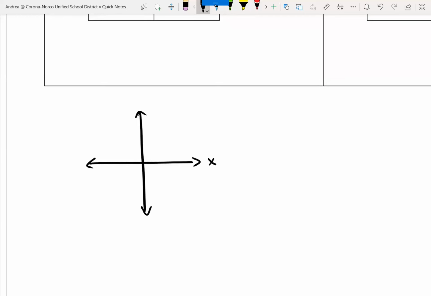Okay, so this is my x-axis, my y-axis. Okay, we can draw a parabola that doesn't cross the x-axis, just by doing this. If the vertex is above the x-axis and it faces up, then it's not going to cross. Or you can have the vertex below the x-axis and it faces down.